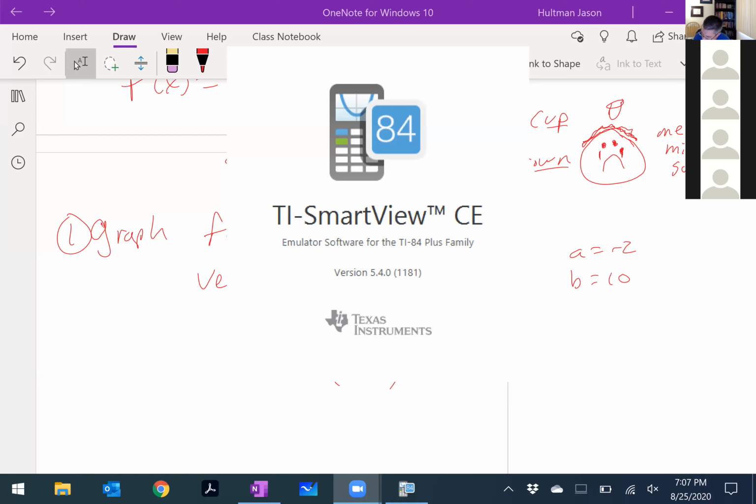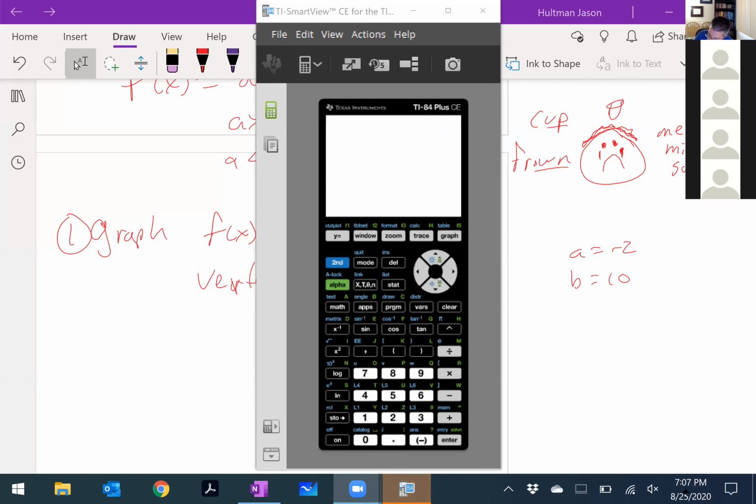If it'll pull up at all. Is it going to pull up? Come on, Mr. Calculator, boot up. Boot it up, boot it up, boot it up. Okay. So what I can do, if I can move this thing. Come on, stop. Stop, behave. There we go.